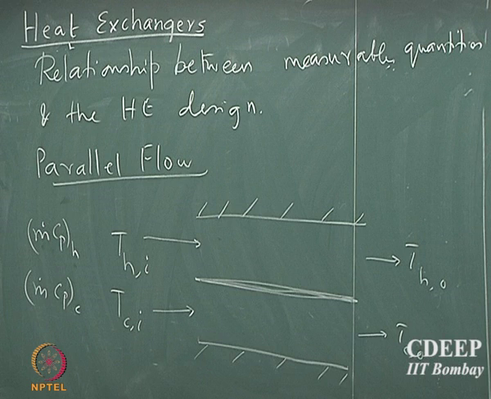And then we assume a steady state and constant properties. Now what we are going to do is write a simple energy balance in order to monitor the heat transport in this system and bring everything in terms of the measurable quantities. Remember that the measurable quantities are the inlet and the outlet temperatures of the hot and the cold fluid. So, we are going to bring everything in terms of the measurable quantities.